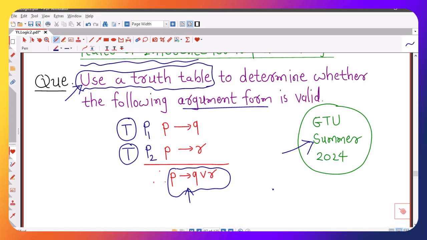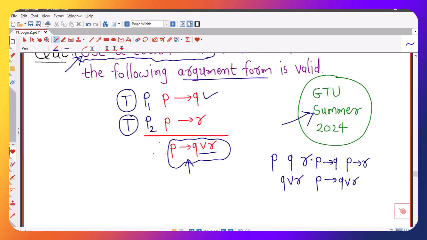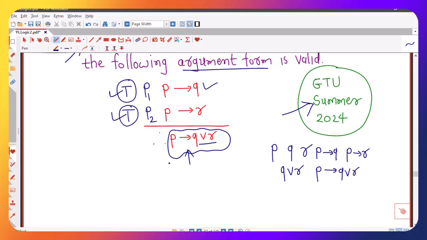So what we have to do here is first prepare the truth table. You can see here we have three variables P, Q and R, and using these three variables we have to find out the column for P implies Q. Similarly we have to find the column for P implies R. Then we will require the disjunction of Q and R, and then we will require P implies Q or R. So first we will prepare these columns, and then we will see whether, whenever premises are true, the conclusion is also true or not.